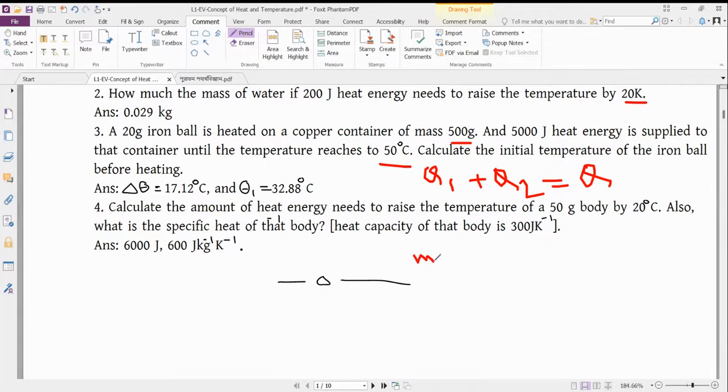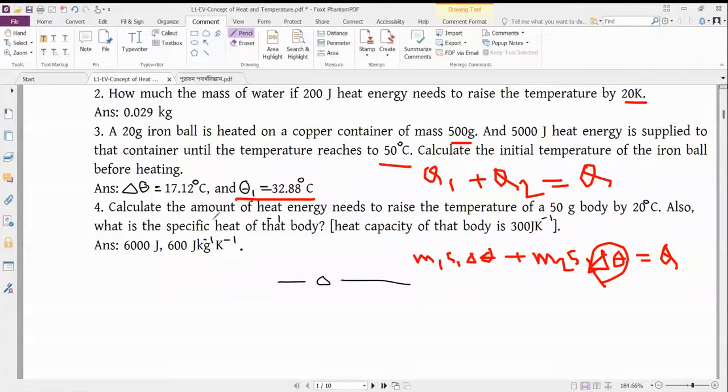That means m1 s1 del theta plus m2 s2 del theta. So by writing this formula and using it we can calculate the del theta, and then we can calculate the initial temperature. As you know, the final temperature is 50 degrees Celsius.